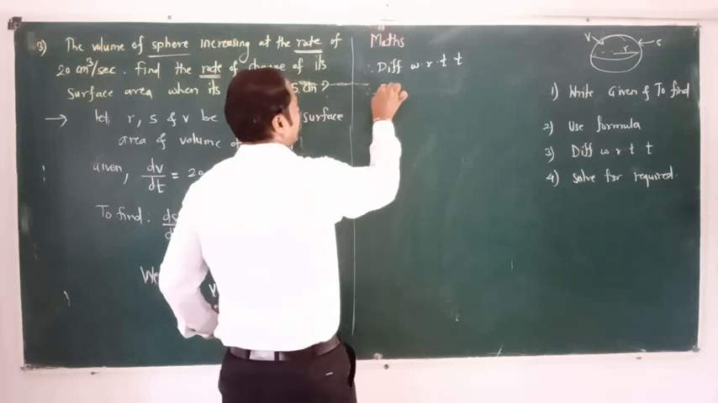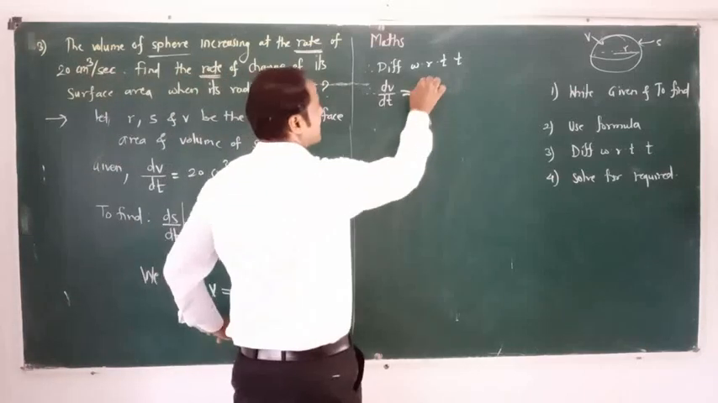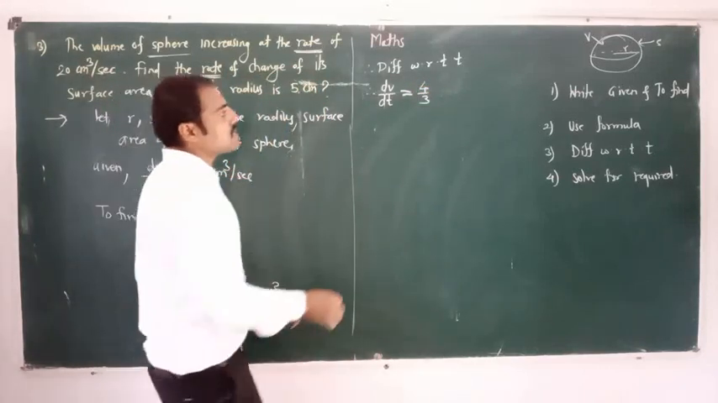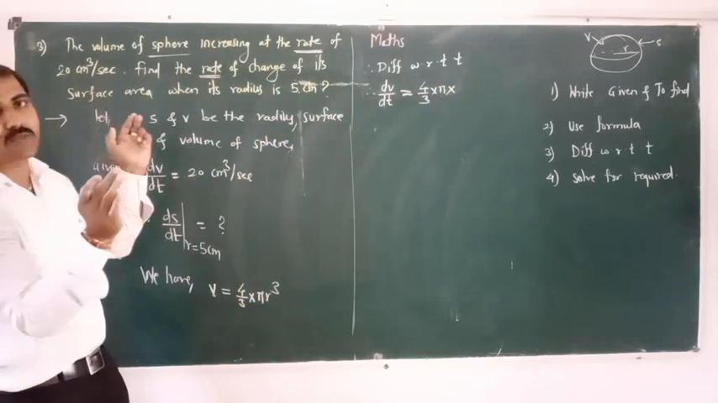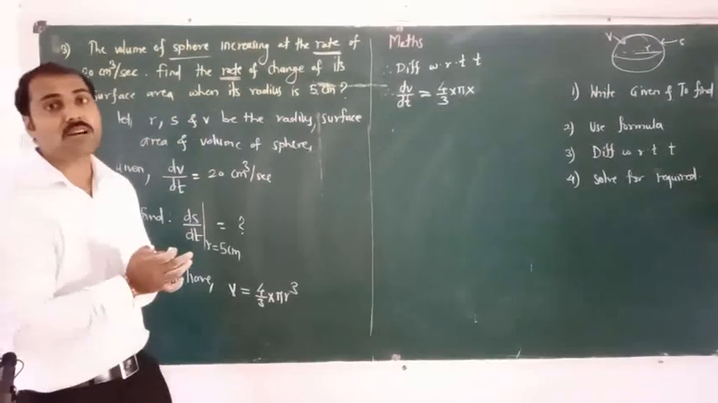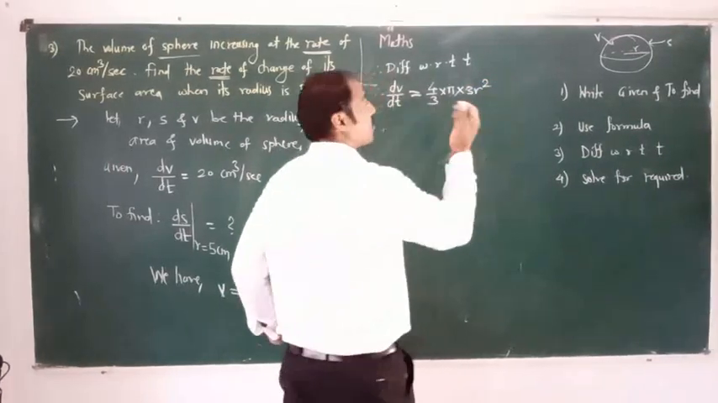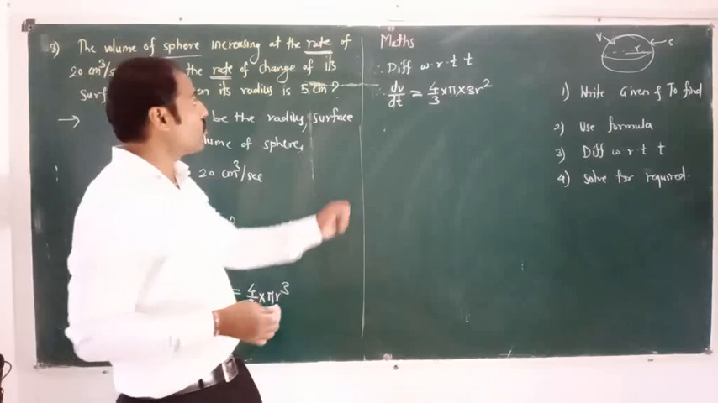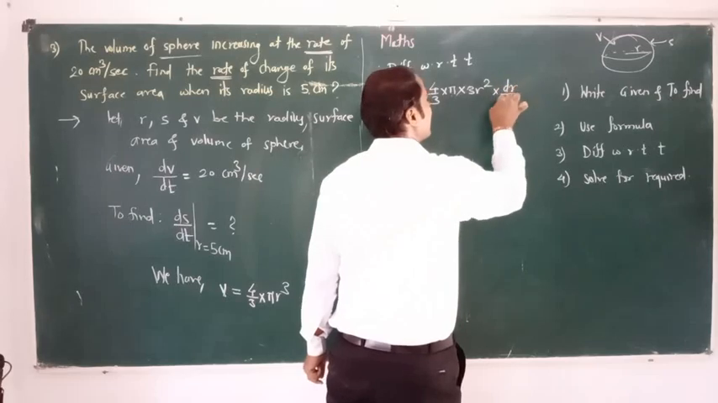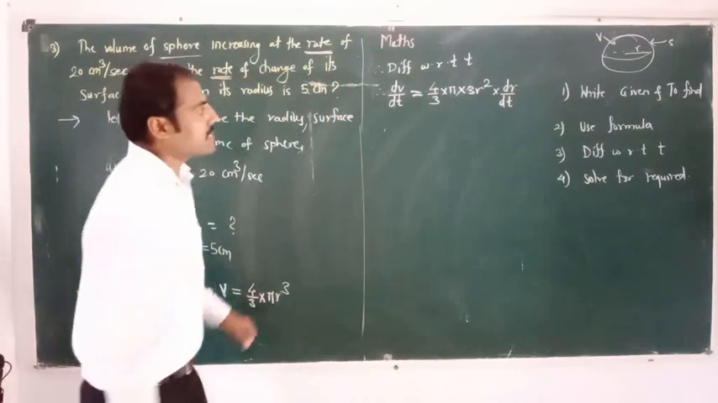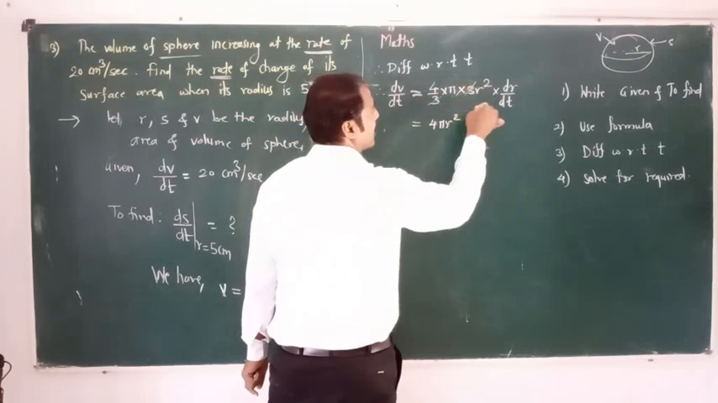Yes, the derivative of V with respect to t, dV by dt, is equal to, tell me, 4 by 3 is a constant as it is, pi is a constant as it is, r is a radius and the radius of the sphere is increasing, so radius is a variable quantity. Derivative of r cube is 3 r square with respect to r. But we are differentiating with respect to t, so don't forget to multiply dr by dt. 3 and 3 get cancelled. It's 4 pi r square dr by dt.